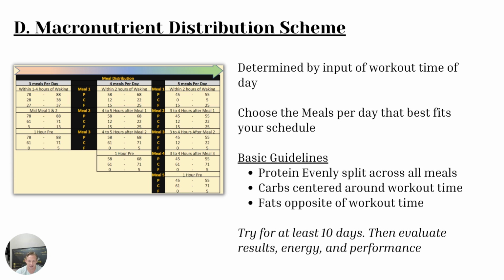But the basic guidelines here are that your protein is distributed evenly across all of your meals, regardless of the scheme. And the carbs are usually centered around or organized to give you the best performance around your workout period. And then conversely, the fats are on the opposite side, or at least away from your workout time, and that is to benefit you in recovery.